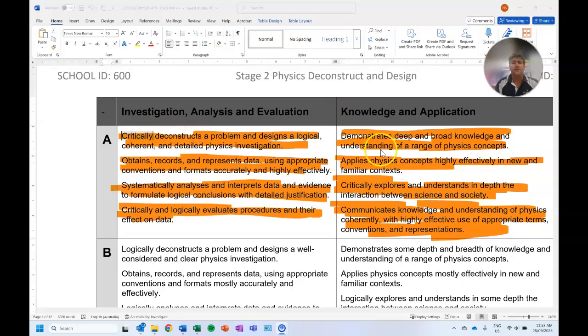The other aspect that we can do is look at demonstrating deep and broad knowledge and understanding of a range of physics concepts. So when you're doing the brainstorming and the critical deconstruction, you are able to show your depth and breadth of knowledge of two-thirds, maybe three-quarters of the entire course, which is really cool. Applies physics concepts highly effectively in new and familiar contexts. So instead of doing projectile motion in terms of kicking a football or shooting a netball, we've got a brand new context that we can use. All of the other stuff is pretty generic to other folio tasks.